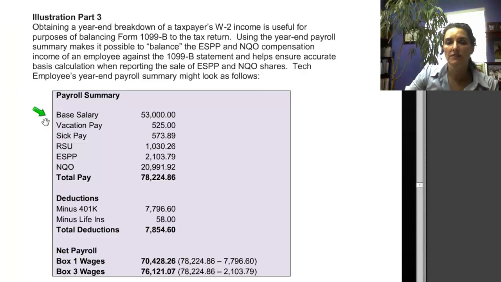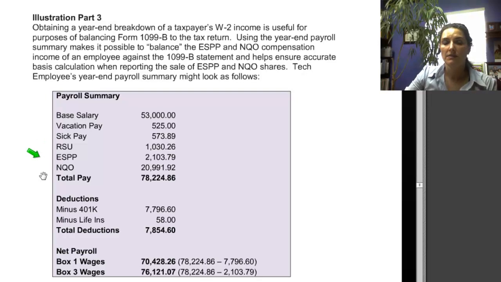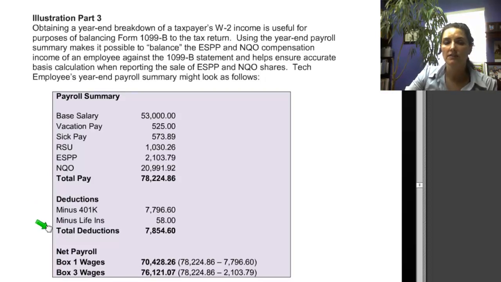So we have base salary for the employee, vacation pay, sick pay. This employee also had an RSU, and you don't even know what that is. I haven't explained it yet. And the ESPP and the NQO. So you could have all of these different sources of income in the year, arriving at a total pay of $78,224.86. But then we have some deductions that came off of that, 401k and life insurance.